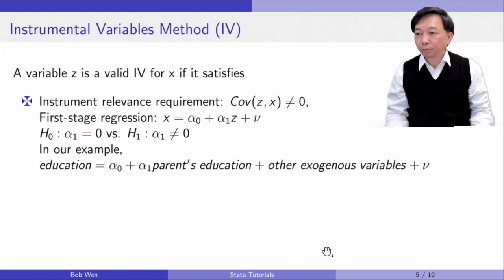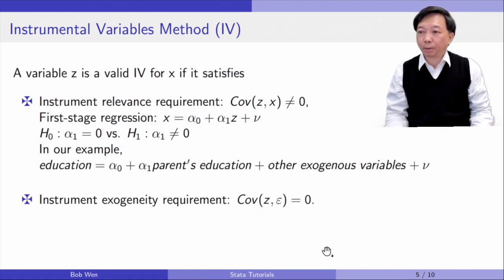In our example, we consider using the parent's education level as an instrumental variable for the worker's education. We can regress workers' education on their parents' education and see whether they are significantly correlated. That is, whether the parent's education has a statistically significant effect on the worker's educational attainment in the first stage regression. The second requirement is that the instrumental variable and the error term are not correlated.